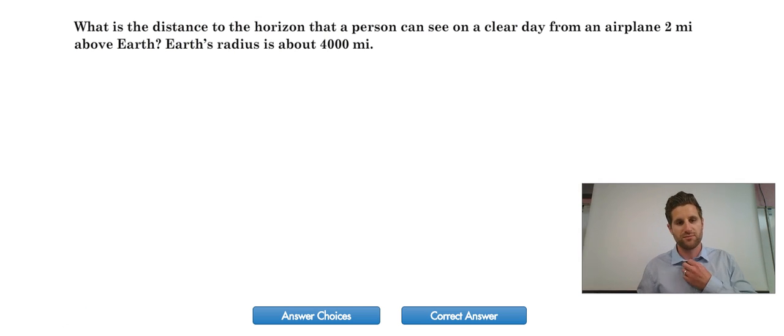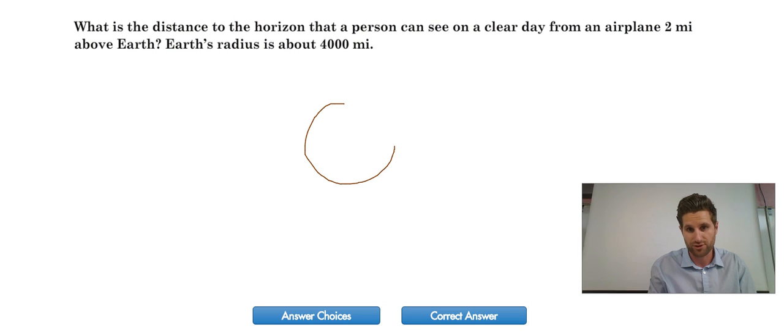Okay, so the next problem is: what is the distance to the horizon that a person can see on a clear day from an airplane 2 miles above Earth? Earth's radius is about 4,000 miles. So this is a little tricky. We want to go ahead and first draw a circle. Okay, and then we're going to draw the center of the circle.